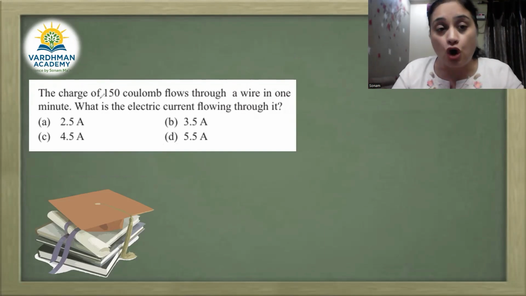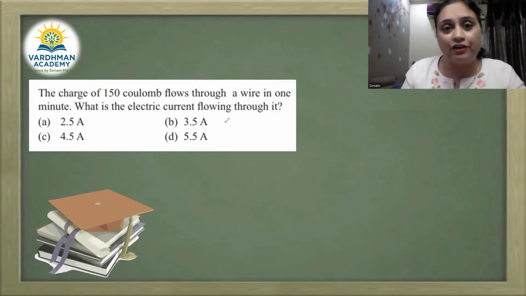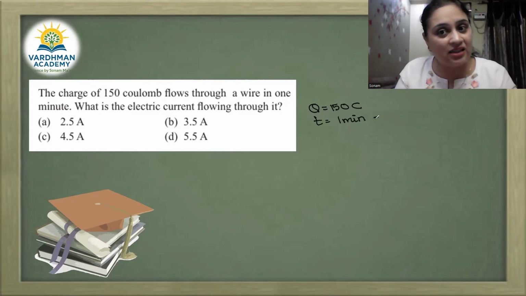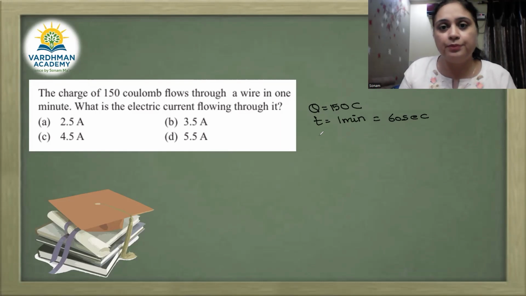So the charge of 150 coulomb flows through a wire in 1 minute. What is the electric current flowing through it? Very simple MCQ है. आपसे given क्या है? आपको Q given है, that is 150 coulombs, right? आपको time given है, that is 1 minute, और आपको पता है कि हम per second करते हैं, so we convert this minute into seconds, which is equal to 60 seconds, right, children?